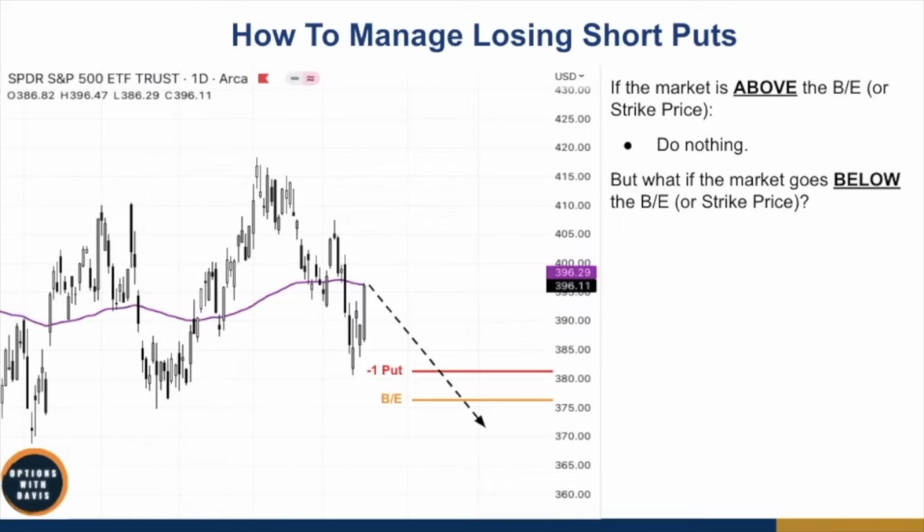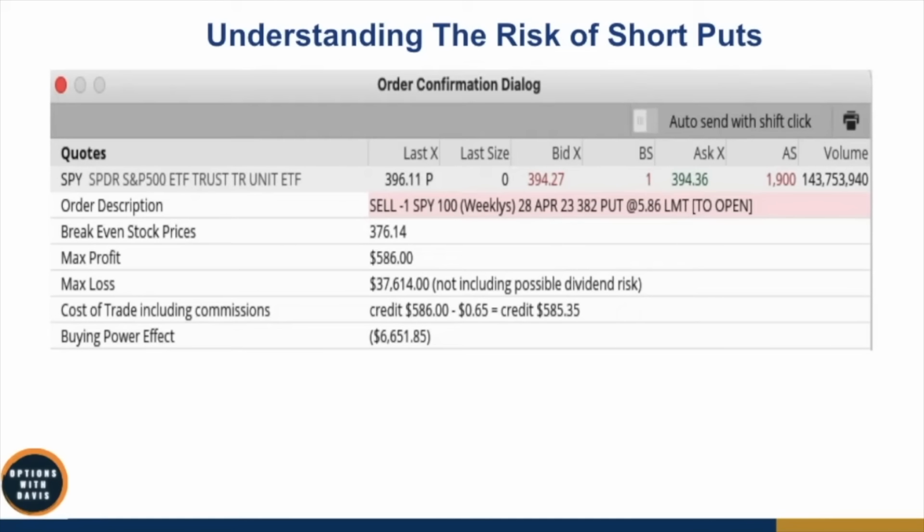Well, if it does go below the break-even or the strike price, then this is where you may need to do something. Okay, so the first thing we need to understand about short put is that this is an undefined risk. So when it is undefined, it means to say that there is a chance for you to lose much more than the margin you're going to put up, right? The margin you're going to put up, the buying power effect that you're going to put up, right?